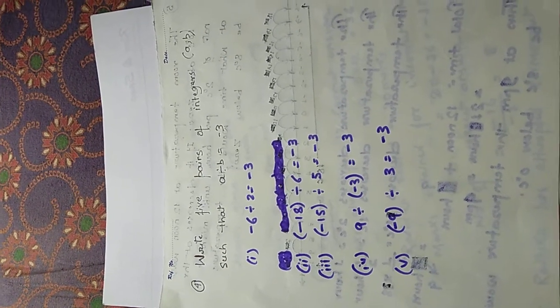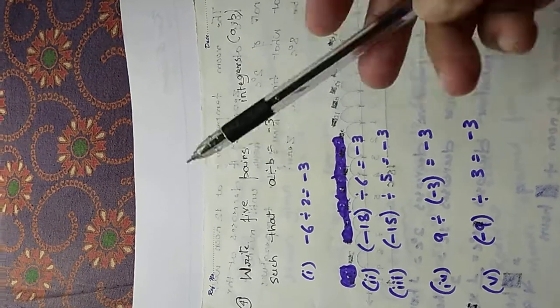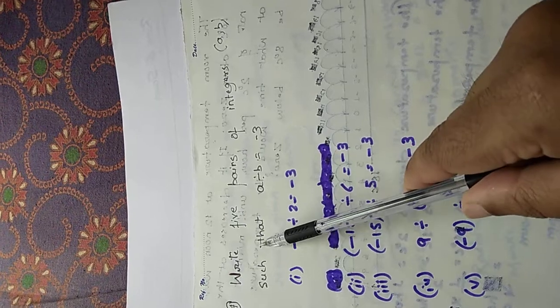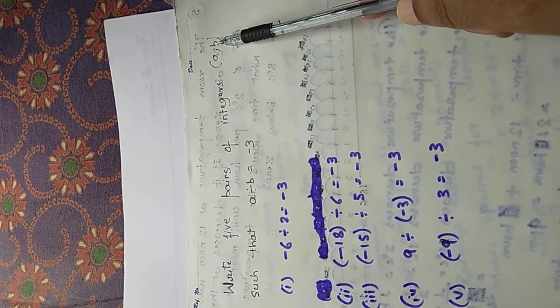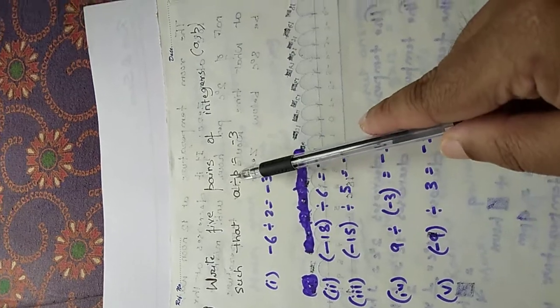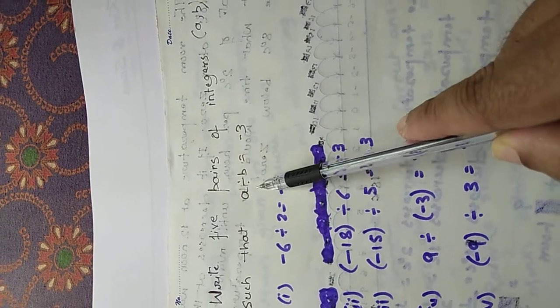Hello students, today we'll start from question number 4 of exercise 1.4. Okay, now let's read out question number 4 and try to understand. Write 5 pairs of integers, that is, integers a and b, such that a divided by b equals minus 3. So this has to be the relation.